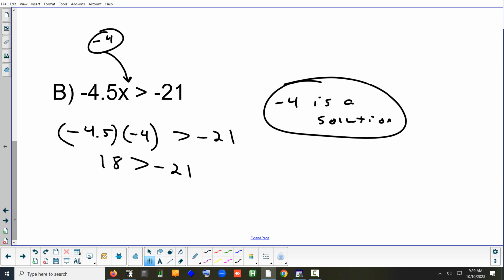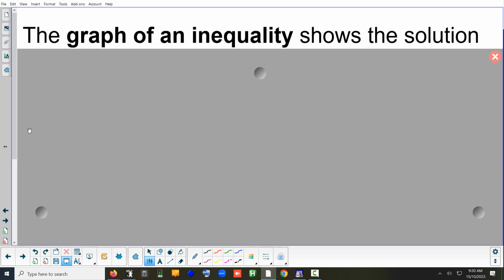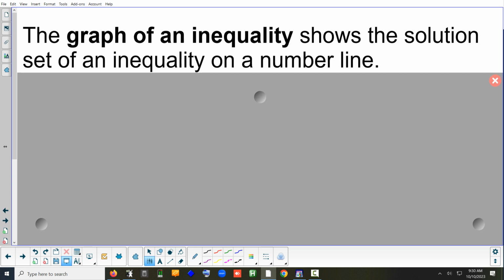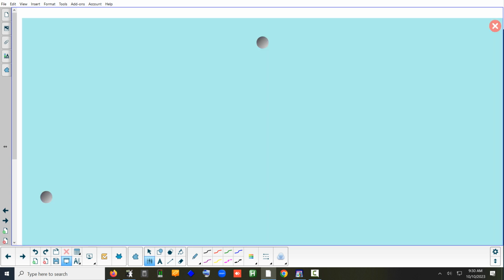Okay, so last thing. We'll see how long this takes. One way that you can write your answer when you're doing an inequality problem is to do a graph. Not the only way to write the answer, but it's one way. So on the guided notes, the first blank, you might need to write it up above if you don't have enough room: the graph of an inequality.